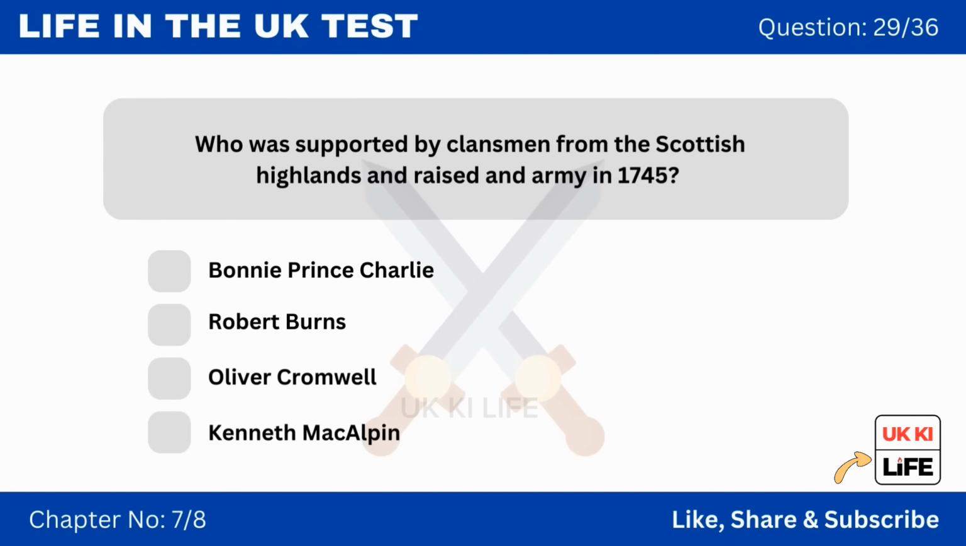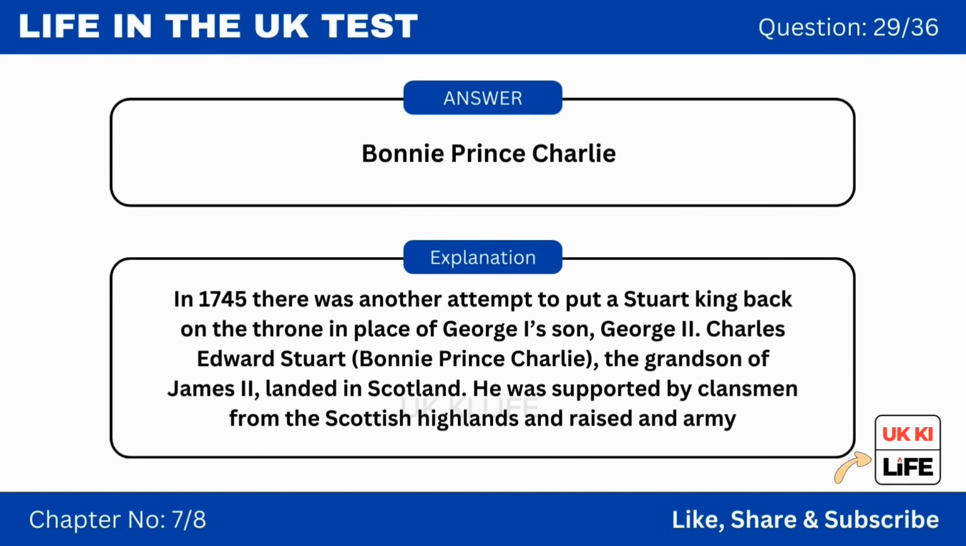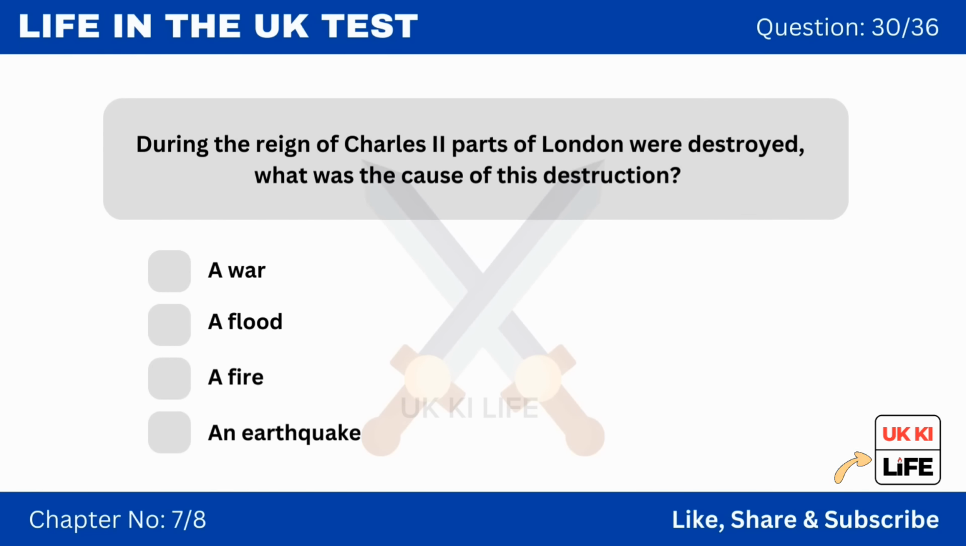The correct option is A. Explanation. In 1745 there was another attempt to put a Stuart king back on the throne in place of George I's son, George II. Charles Edward Stuart, Bonnie Prince Charlie, the grandson of James II, landed in Scotland. He was supported by clansmen from the Scottish Highlands and raised an army. Question 30. During the reign of Charles II, parts of London were destroyed. What was the cause of this destruction? A war, a flood, a fire, an earthquake.